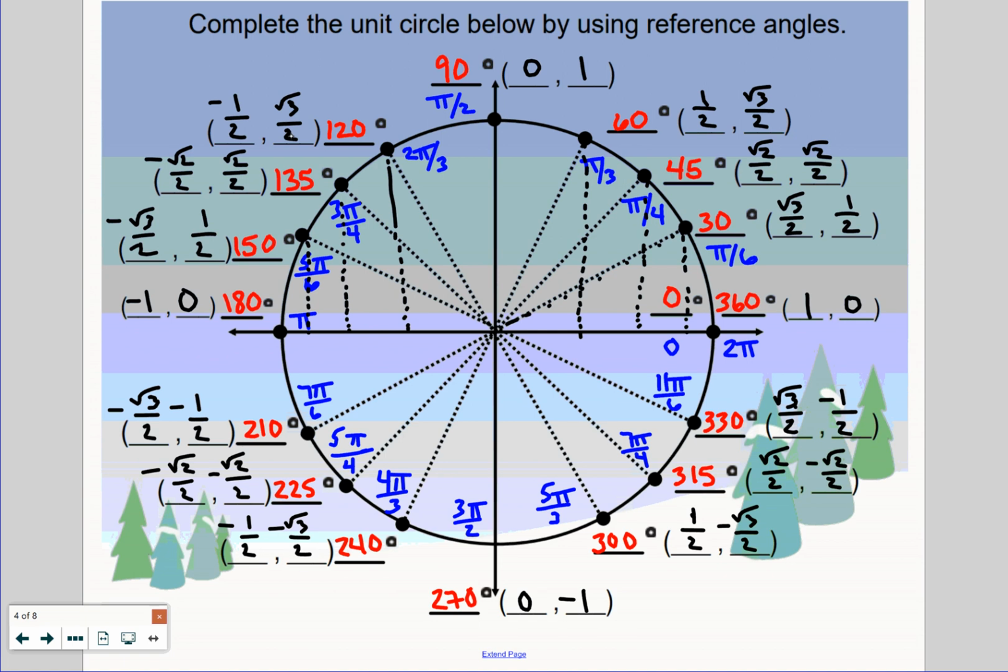Let's say we had some of those special ones we were looking at yesterday that weren't triangles, all the zeros, ones, and negative ones for those points that were on the axes. Let's say I wanted to know the secant of 270. Okay, so I look at 270. I just need to know that secant is the reciprocal of cosine, and cosine is my x-coordinate, 0. So what's the reciprocal of 0? 0 divided by something gives me 0. So if I flip that, I have a 0 in the denominator. It's undefined. So the secant of 270 is undefined. It's a reciprocal of 0.